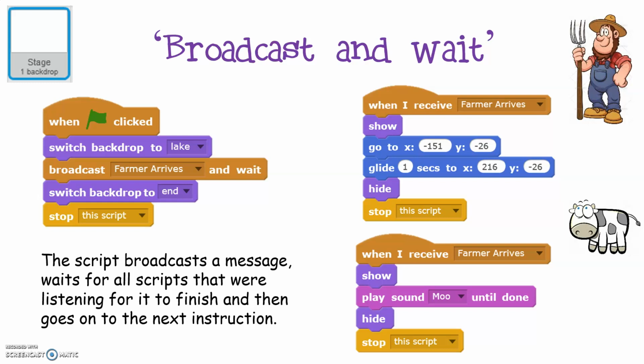Okay, so there's two different types of broadcast you can use. A regular broadcast, where it just sends the message and continues, or a broadcast and wait, which sends the message and waits for something to happen. Now, depending on what different type of thing you're doing, sometimes it's important to use each.